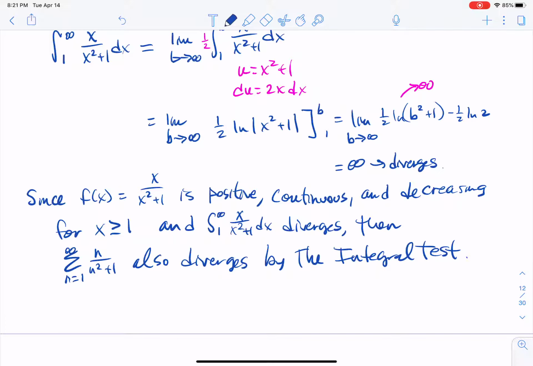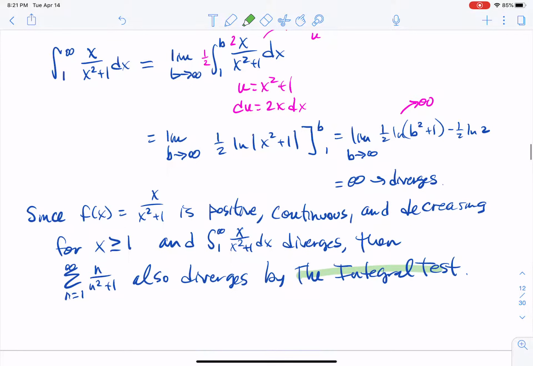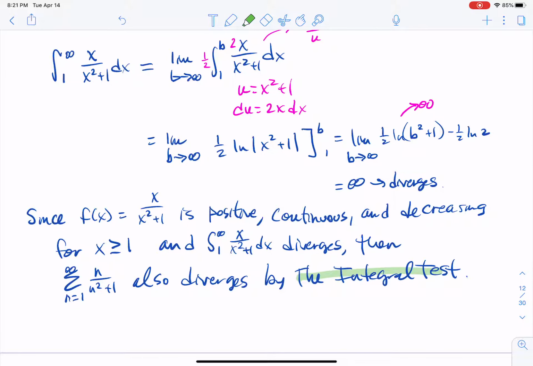Boom, boom. That gets a highlight, and apparently it gets a highlight in green. Okay, so again, recap there. I said that our function was positive, continuous, and decreasing. It met the conditions for the integral test. The actual improper integral diverged. So then the integral test is telling me that my series, my infinite series, must also diverge.